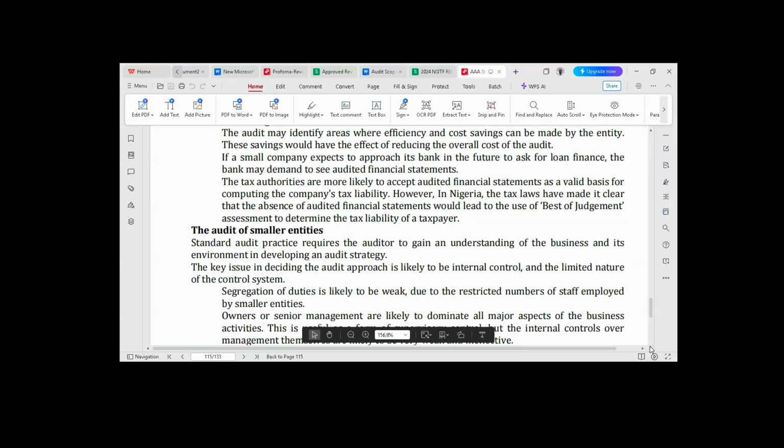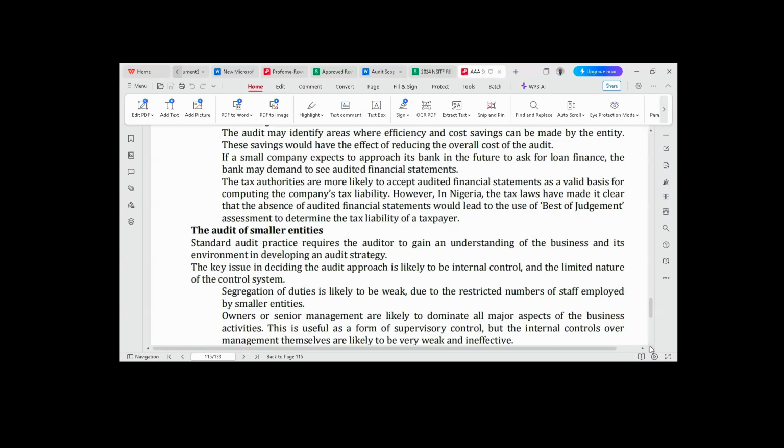Audit of smaller entities is still in line with what we have just finished discussing. Now, if you want to audit a small organization, first of all, you must have gained an understanding of the client's business, how the business operates, before you design your what? Audit approach. And when you design your audit approach, you are likely to make use of what? The substantive testing audit approach for a smaller entity.